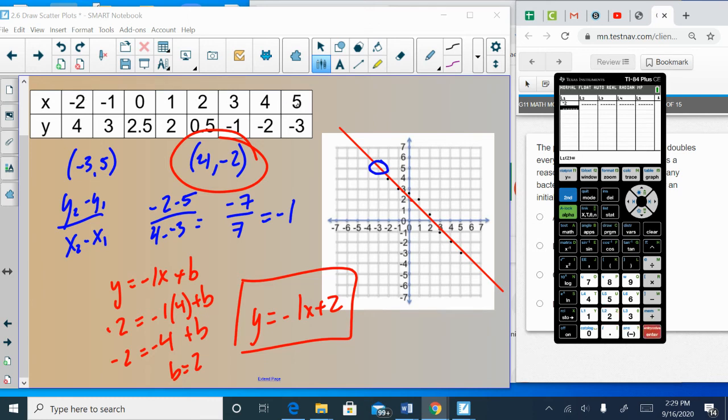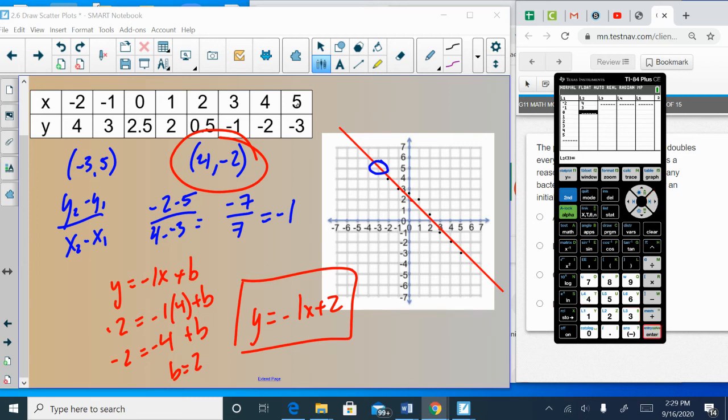So -2, enter. -1, enter. 0, enter. 1, enter. 2, enter. 3, enter. 4, enter. 5, enter. I know this is very exciting. Now let's go over to the second list, and you're going to enter all of the y values in there.